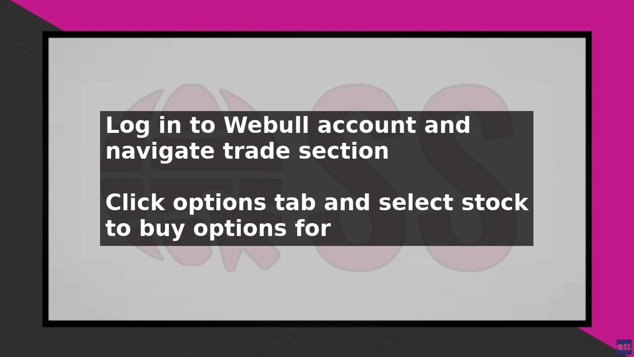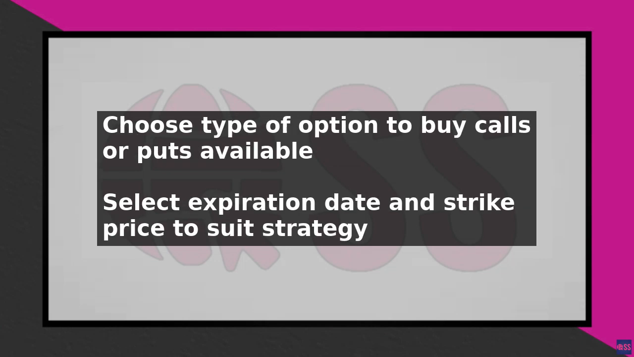Once you have selected the stock, you will see a list of available options contracts. These contracts are categorized by expiration date and strike price. The strike price is the price at which you can buy or sell the underlying stock. The expiration date is the last day you can exercise the option.